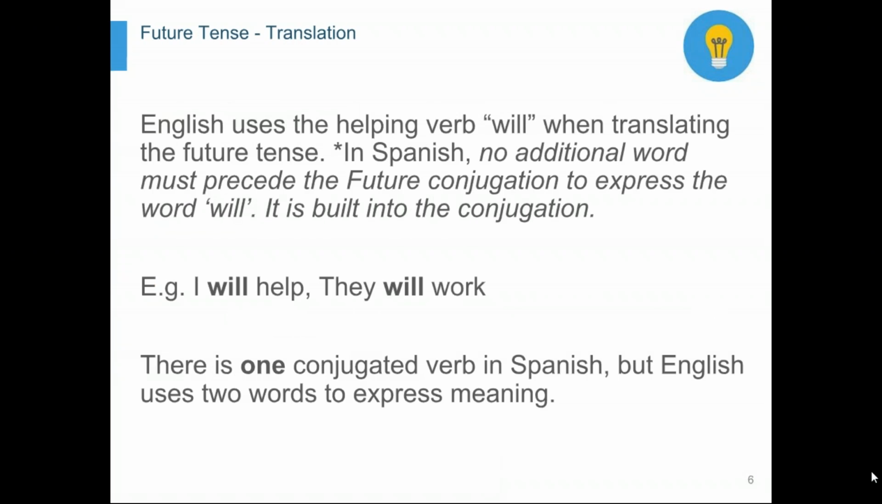Okay, so when conjugating or writing out the Spanish future tense, there's no additional word needed to express will. Rather, that will, when it translates, is built into the conjugation, into the Spanish word. Unlike in English, where it is needed, in Spanish there is no need to express the word will. It is simply part of the conjugated verb. So in Spanish, one conjugated verb, and you'll see a few examples of that coming up, as opposed to English where two words make up that future conjugation, as you can see in the examples there, will help and will work. In Spanish, those two words will be one, and there's no need to express the will as previously stated.